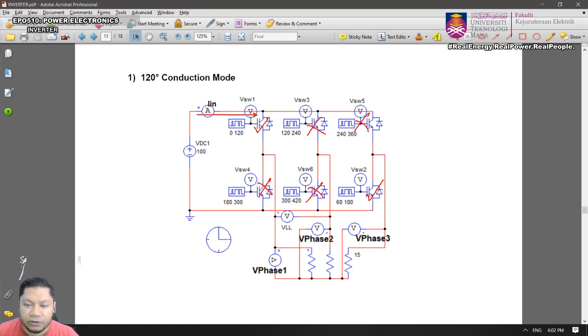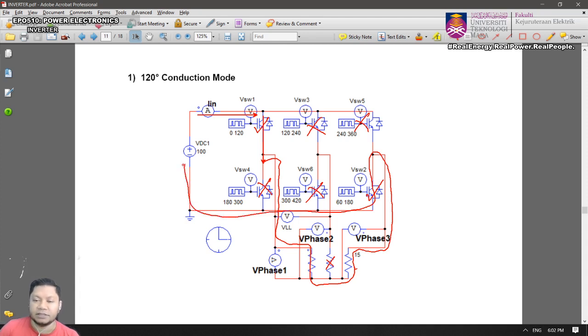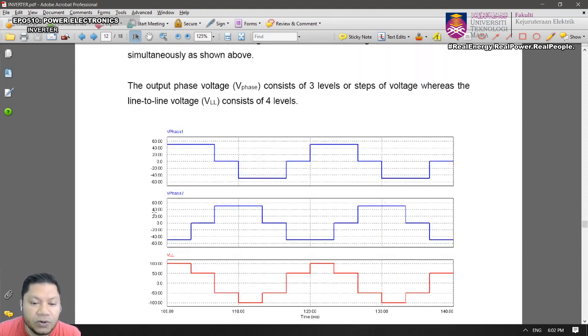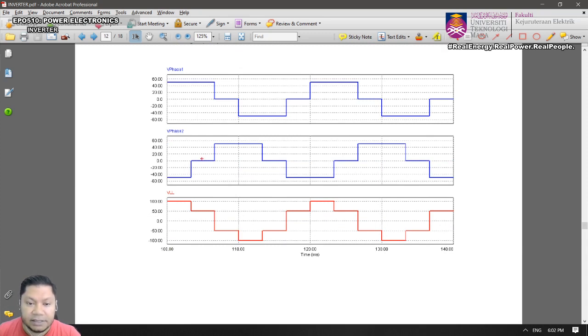So your current will flow into phase 1. Now it goes to phase 3. So there will be no voltage across phase 2. We go to phase 3, come back to switch 2, and go back to the negative terminal. So that will be the flow of current, and therefore if you look at the output voltage, there is no voltage at phase 2.